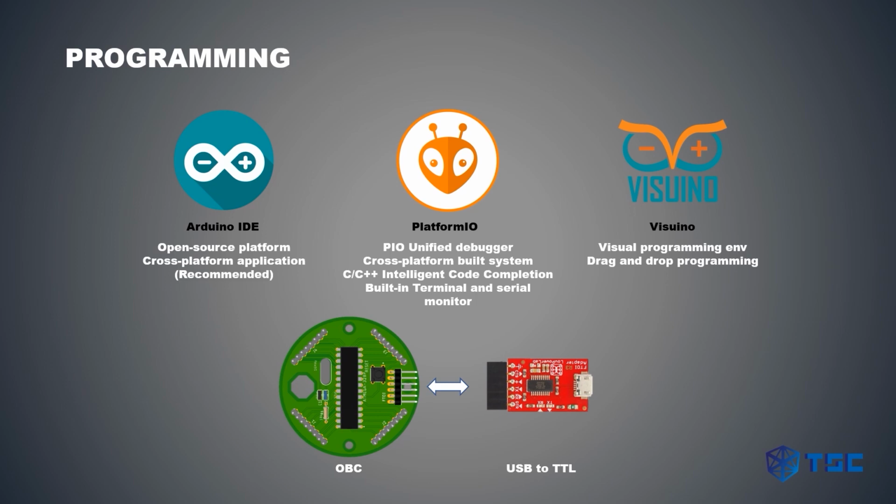When we come to programming the OBC, we have to use a USB to TTL converter. The converter is connected to the TTL breakout pins on the OBC. As the OBC is based on Arduino Uno and comes with a preloaded Arduino bootloader, it is compatible with multiple IDEs. Some of the popular IDEs are Arduino IDE, PlatformIO, and Visuino. Arduino IDE is open source, based on C and C++ language. The IDE supplies multiple software libraries which make it easy during development.